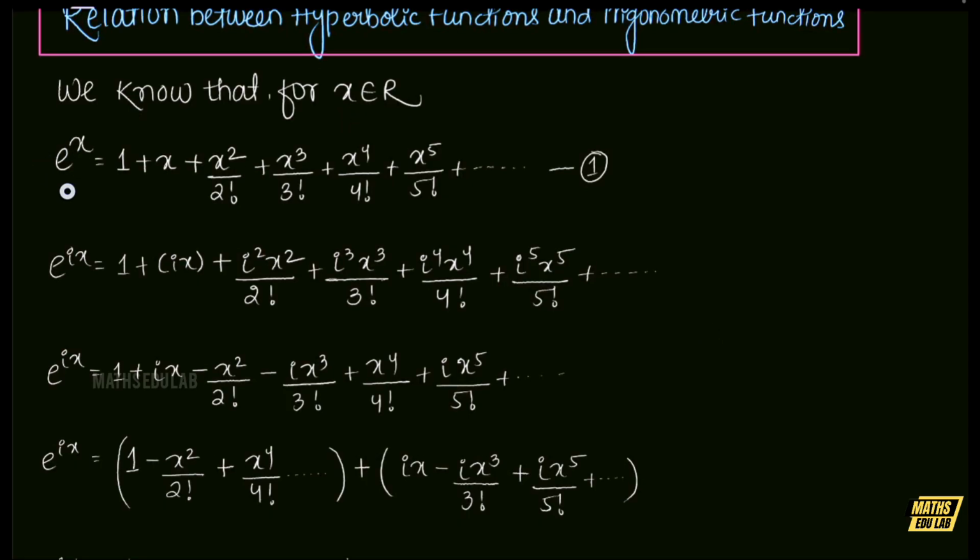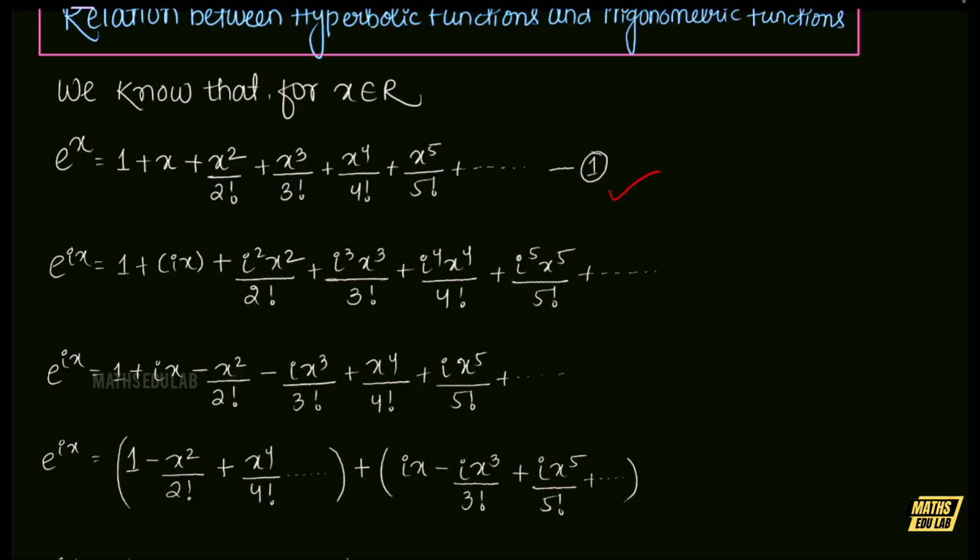For e to the power of x, the Taylor series formula I have written as 1 plus x square upon 2 factorial plus x cube by 3 factorial plus x to the power of 4 upon 4 factorial plus x to the power of 5 by 5 factorial and so on. So this is our first equation.